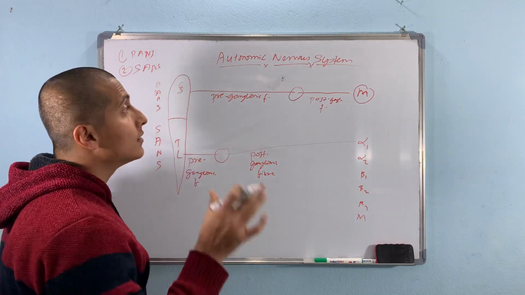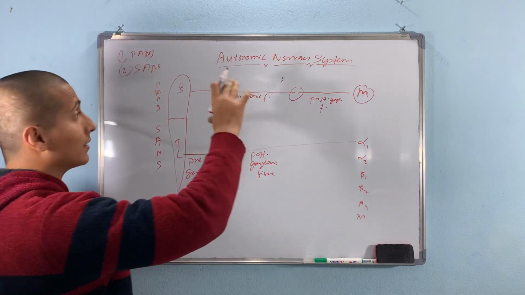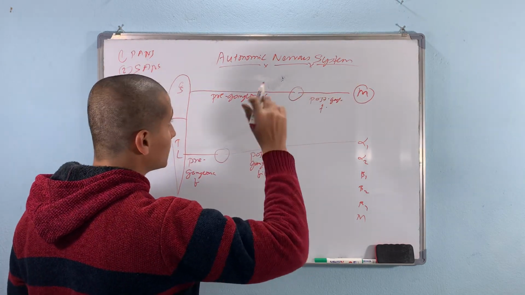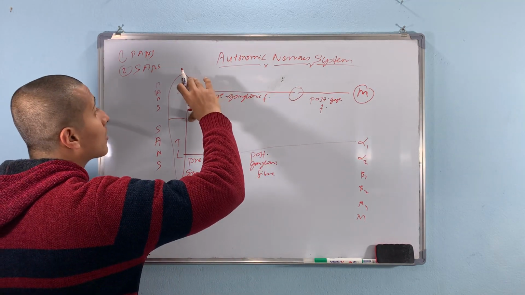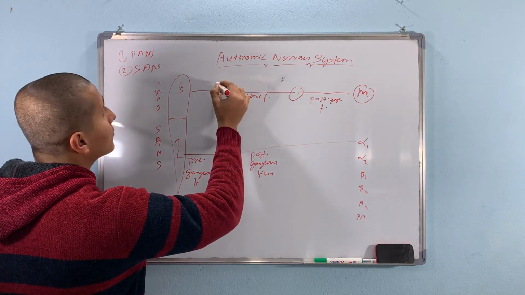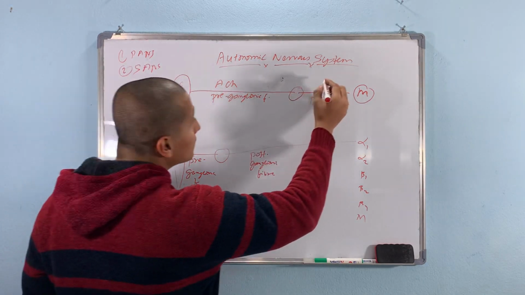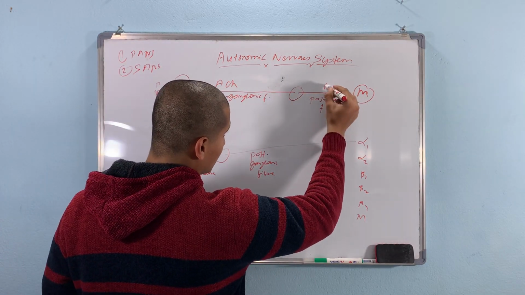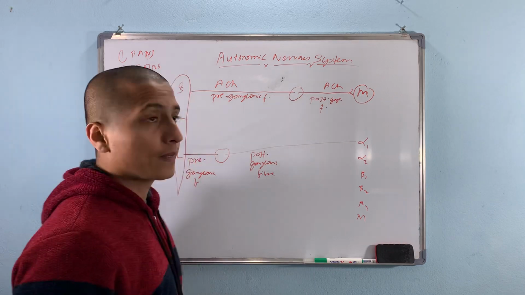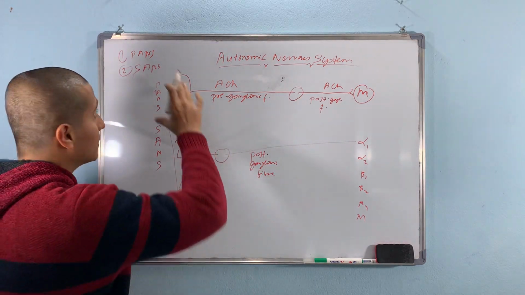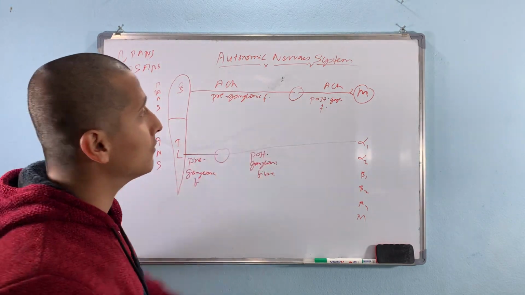Now, what is the main neurotransmitter that helps the spinal cord area of the parasympathetic autonomic nervous system communicate with these muscarinic receptors? The parasympathetic part of the spinal cord first releases acetylcholine. So the preganglionic fibers and the postganglionic fibers release acetylcholine to this muscarinic receptor. Now you see, the major neurotransmitter for the fibers of the parasympathetic autonomic nervous system is acetylcholine.